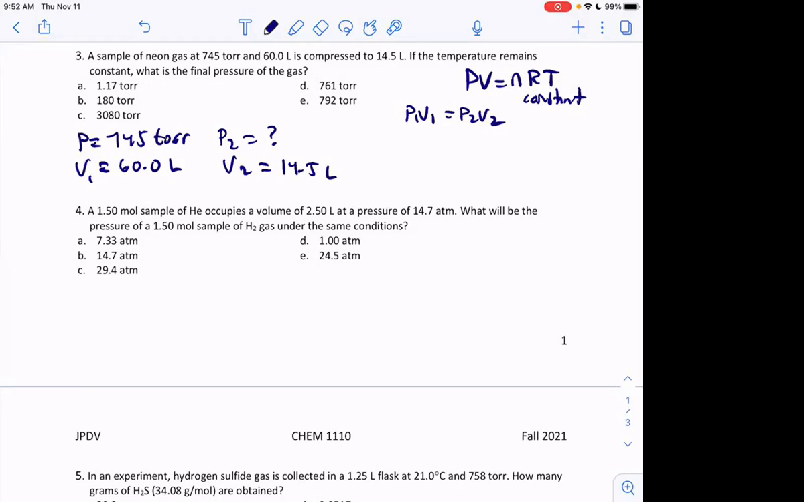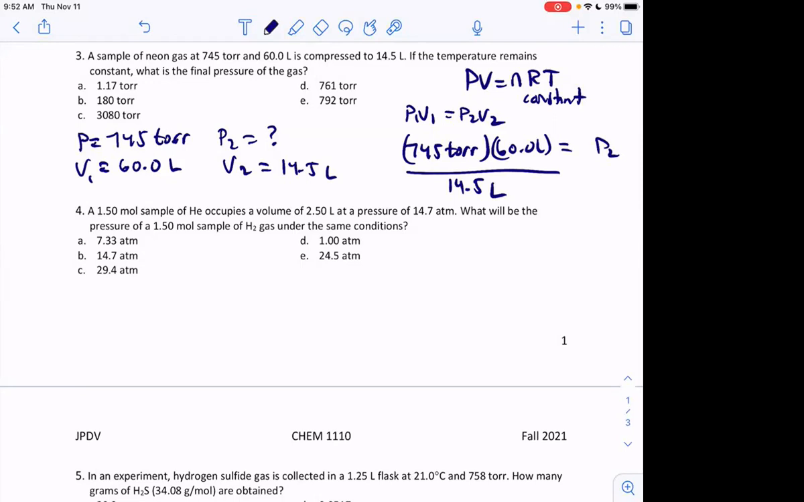So we can just say 745 torr times 60 liters. And we're after P2, so I'm going to divide by V2, which is 14.5 liters. That gets rid of my liters. My answer is in torr, which is what I want. And what do I get?